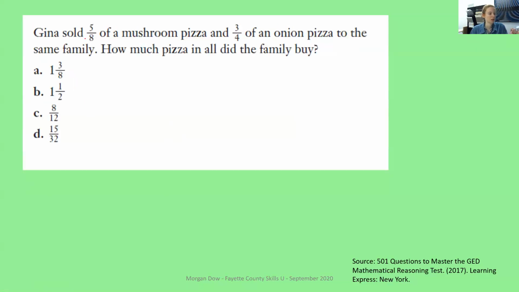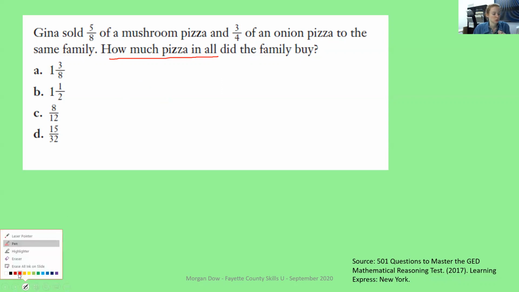Next question. Gina sold 5/8 of a mushroom pizza and 3/4 of an onion pizza to the same family. How much pizza in all did the family buy? Okay, so how much pizza in all did the family buy? Well, we're trying to find a total, right? How much pizza in total? What's the total amount? We need to take these two amounts and add them together. We need to add 5/8 of a pizza and 3/4 of a pizza.